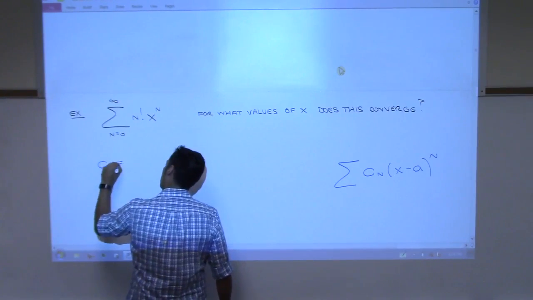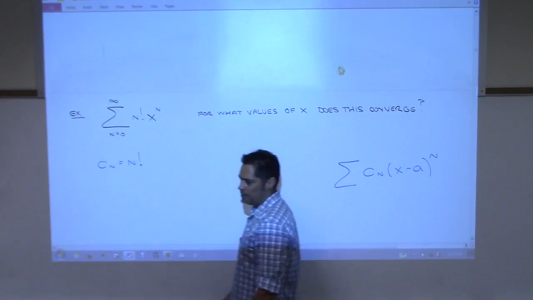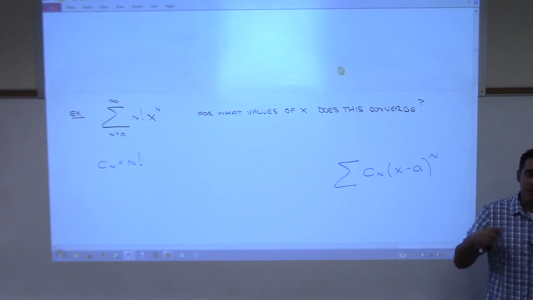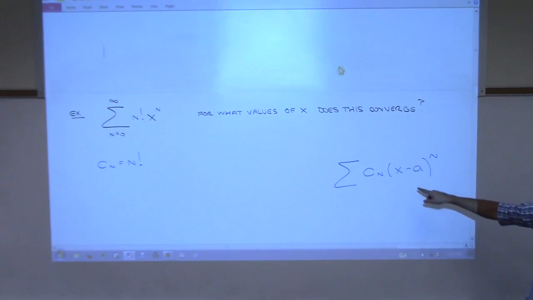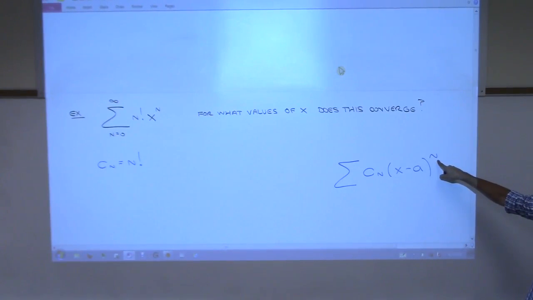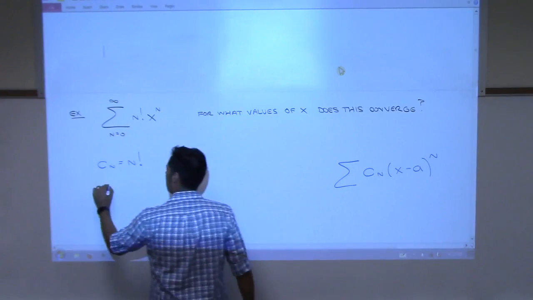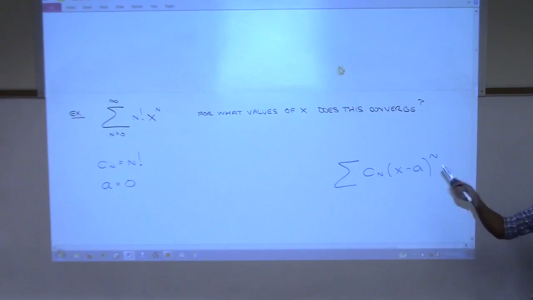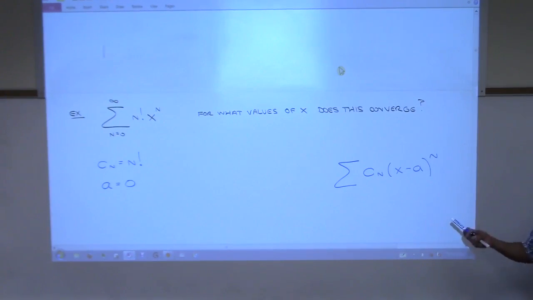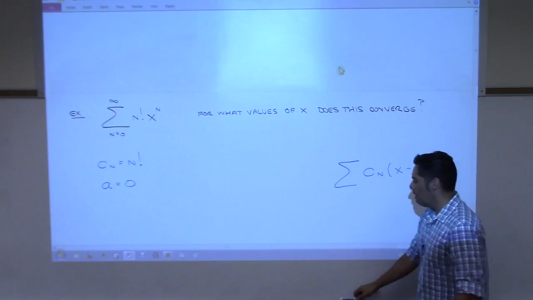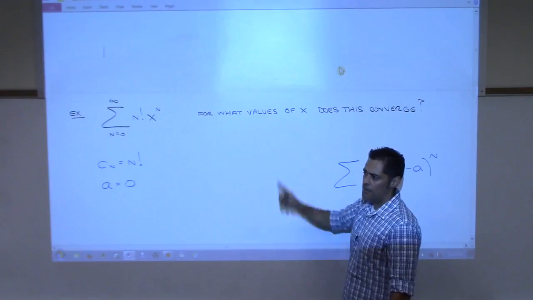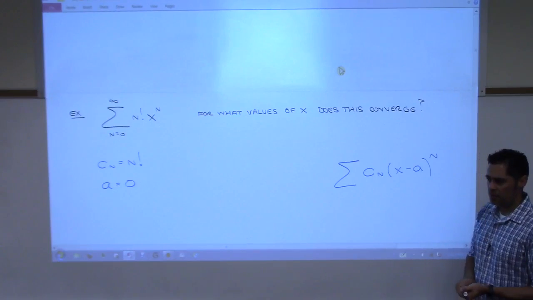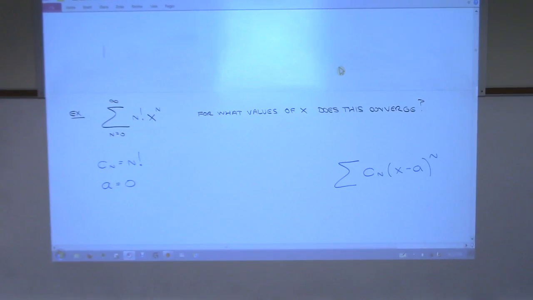Good, n factorial. So this is no longer that little wimpy geometric series where the c sub n was 1, 1, 1. That number in front keeps changing, right? Now, do you have x minus a to the n? Yes? What's a? A is 0. So is there a value that you know right now for sure this thing converges for? 0. X is 0, right? If x is 0, it converges. But it wants to know all the values. So we need to check when x is not 0.